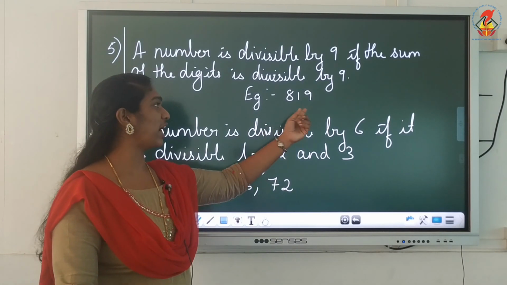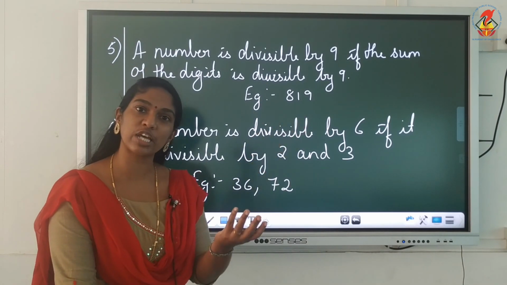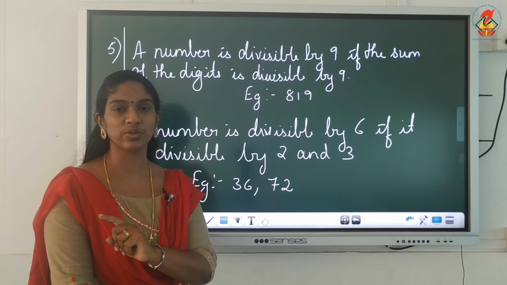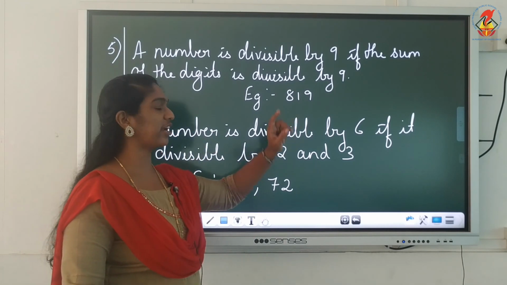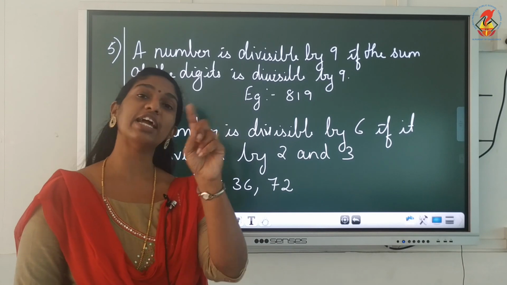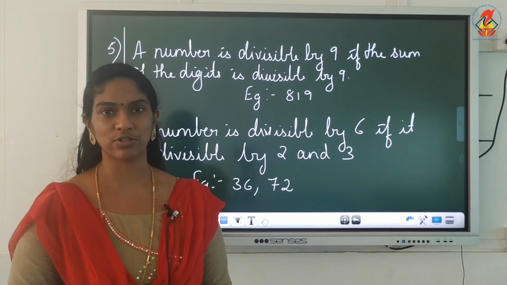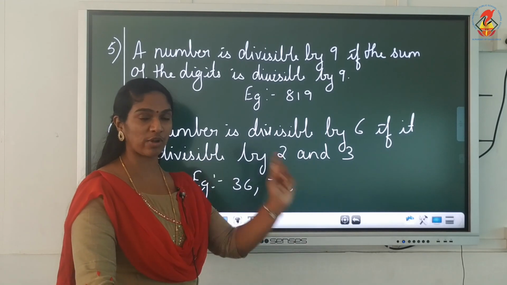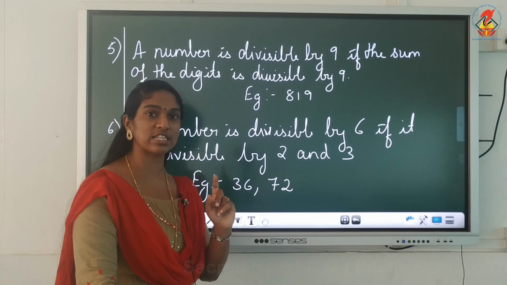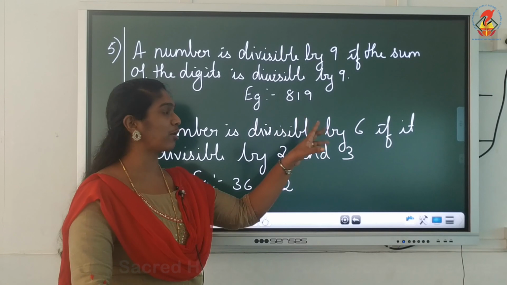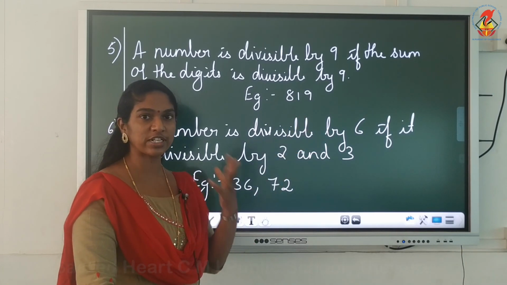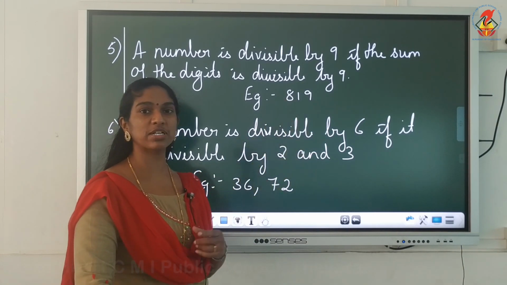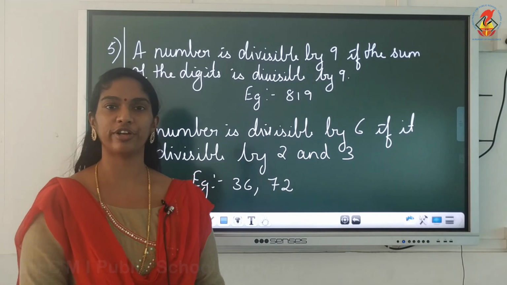Yes, because when you add the digits, you are getting 18. 18 is coming in 3's table also, isn't it? So I can say 819 is divisible by 3. It is divisible by 9 also. Okay, so for 3 and 9 we follow the same rule. You have to add the digits and see whether that answer is coming in either 3's table or 9's table. If it comes, then we can say that particular number is divisible by 3 or 9.